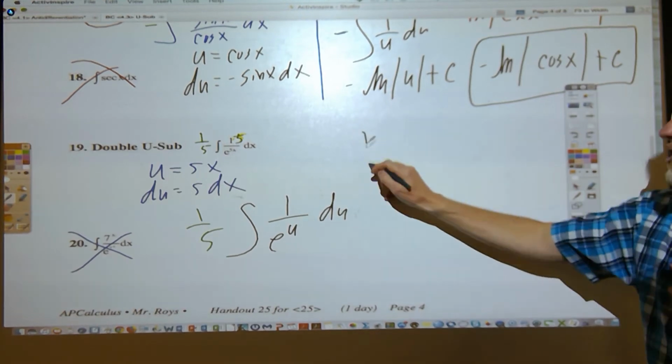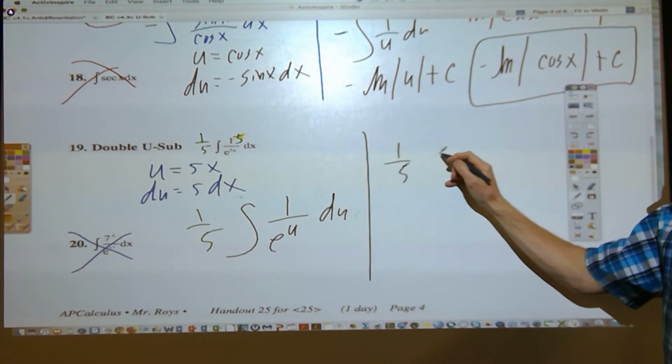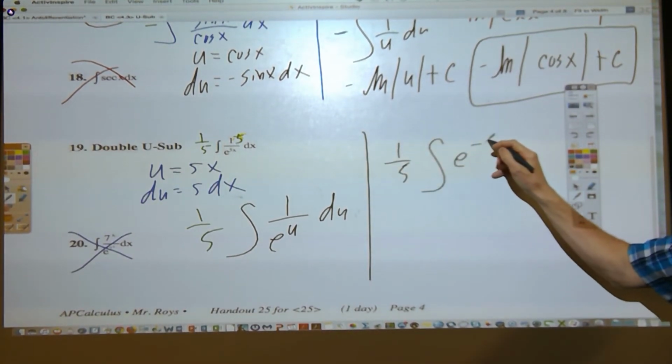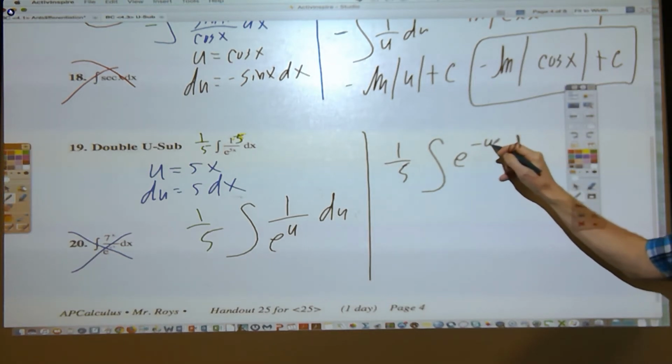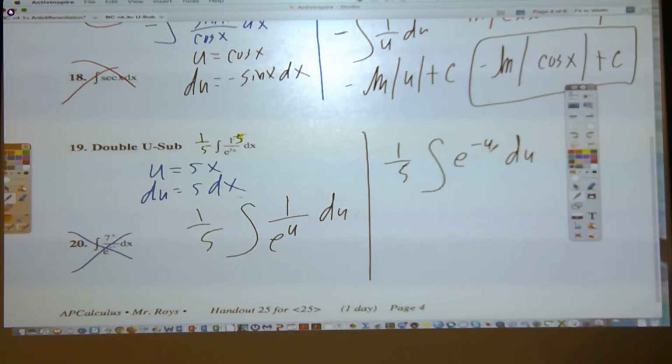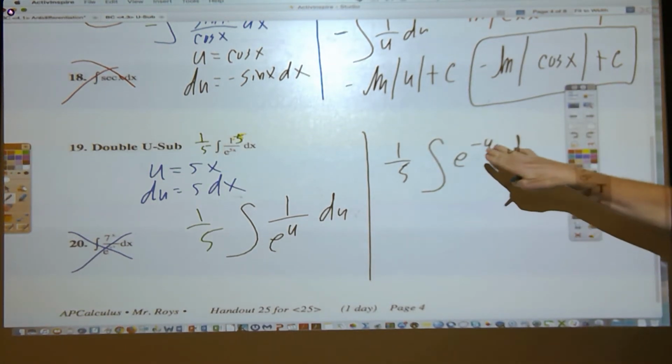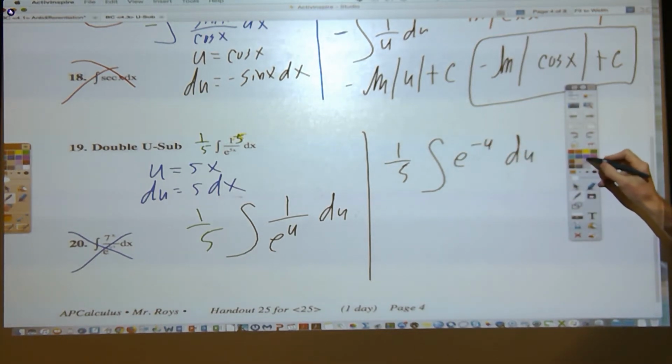That may look undoable. However, I can rewrite it as antiderivative e to the negative u du. That's real progress. But it requires another substitution, since negative u is a blob, I'm obligated.